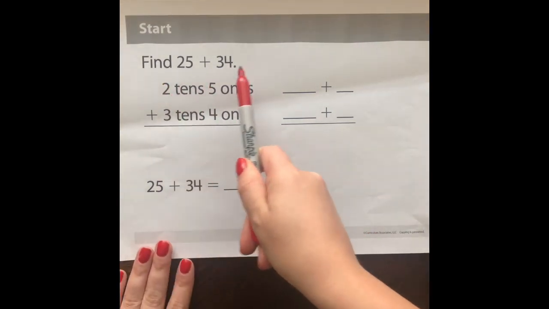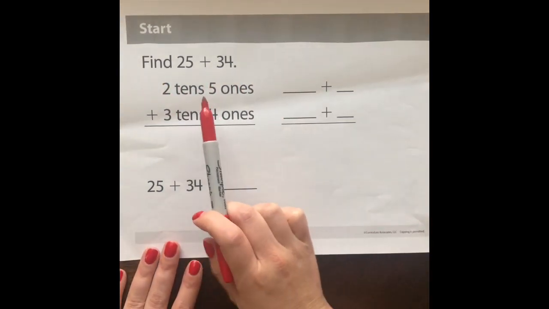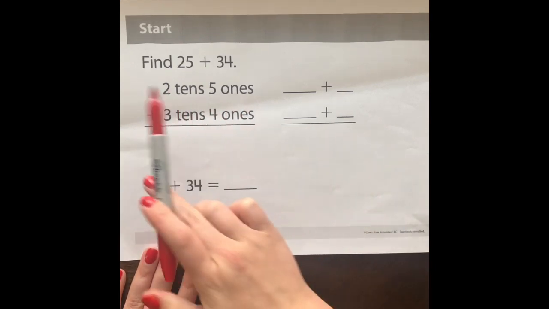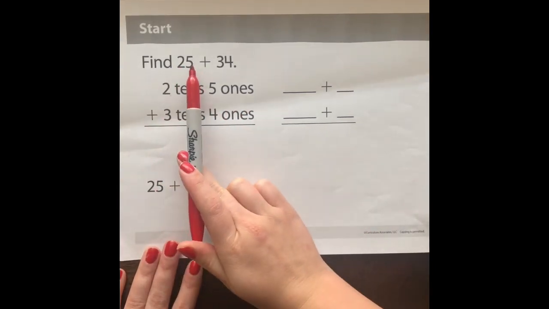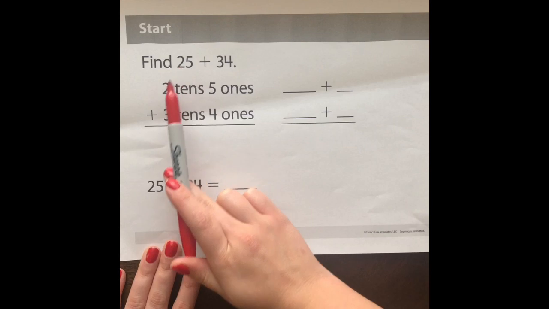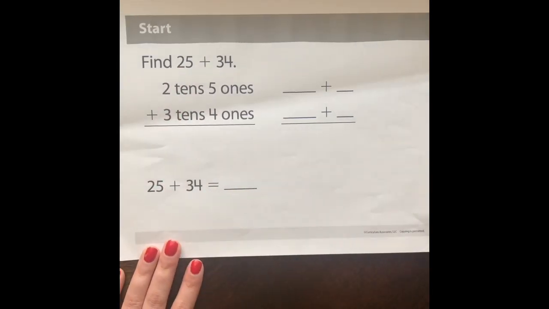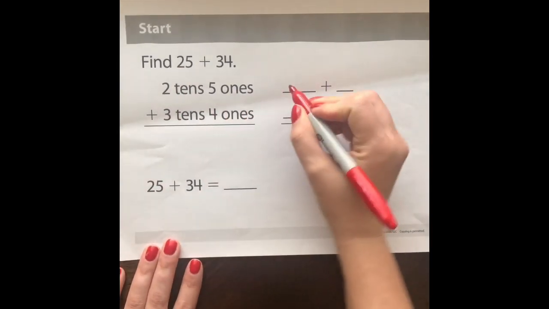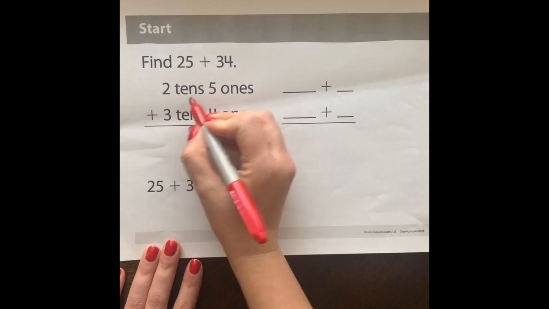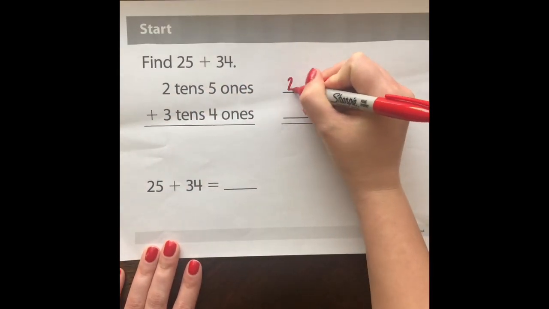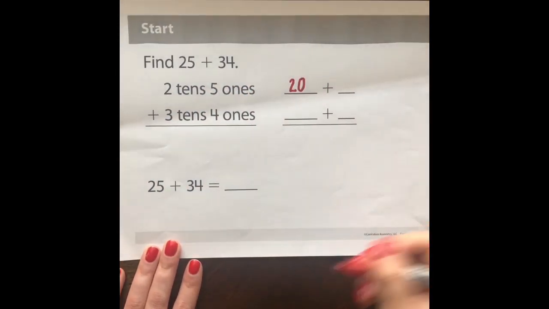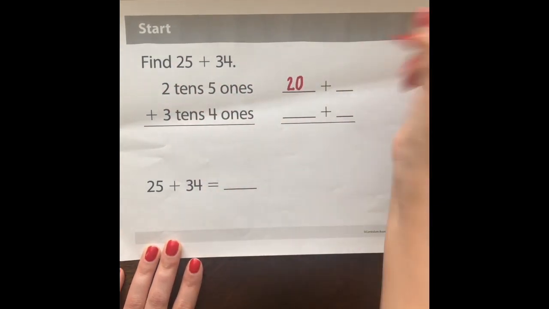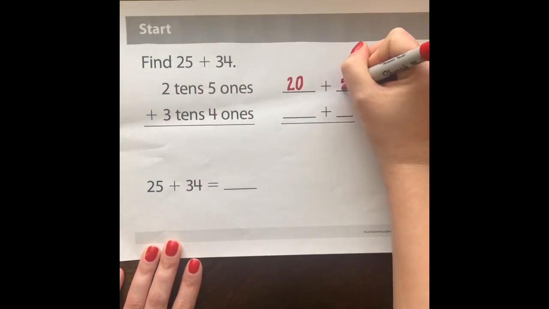Find 25 plus 34. 2 tens and 5 ones is our number 25. We know there's a 5 in the ones place and a 2 in the tens place. So all we're going to do, friends, is just write this out with numbers. 2 tens is the same thing as the number 20. And 5 ones can just be transferred over because that is the same thing, it's just the number 5.